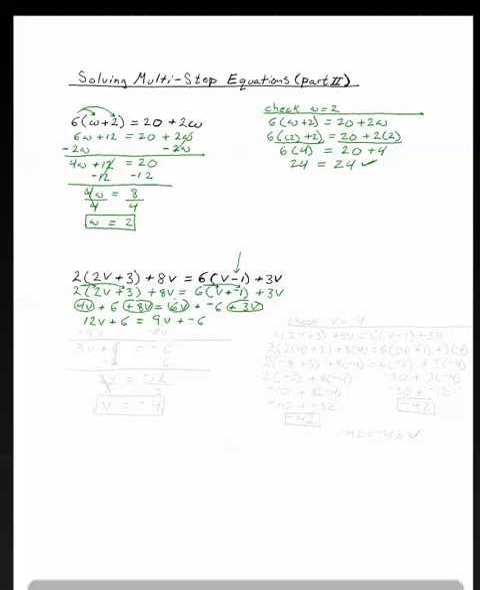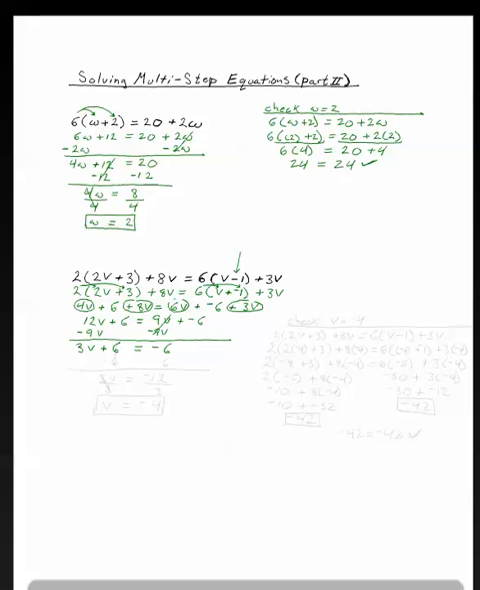After we've combined our like terms, the next step is to get the variable on the left-hand side. And we do that with the addition or subtraction property. So we'd like to get rid of this 9v, so we subtract 9v. 9v minus 9v is 0, so that cancels, and we're left with just negative 6 on the right-hand side. 12v minus 9v is 3v, so we have 3v plus 6 on the left-hand side.